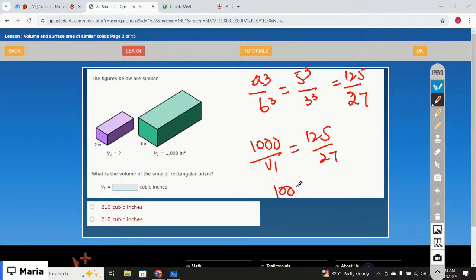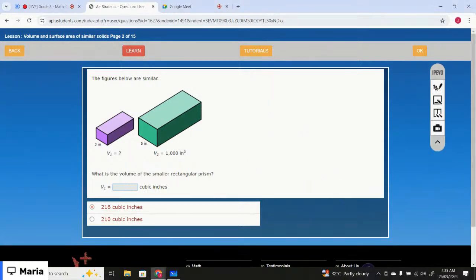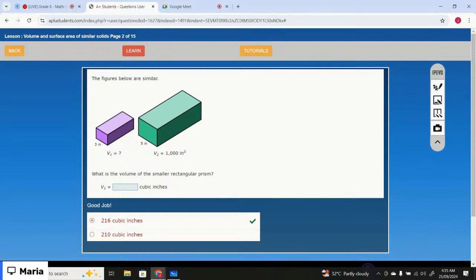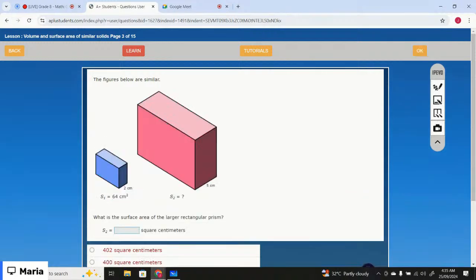That is 1000 times 27 equals 125. The correct option is 27,000 divided by 125. The correct option is 216 cubic inches. Option number 1 is the correct option, right? Just do the calculations. The correct option is option number 1.